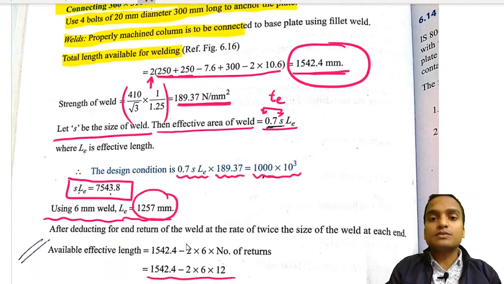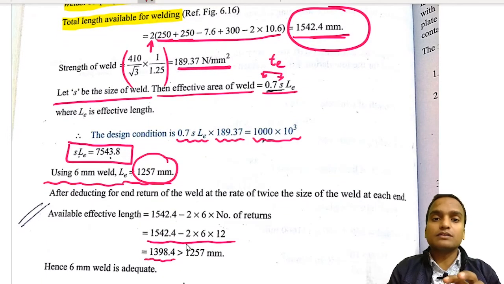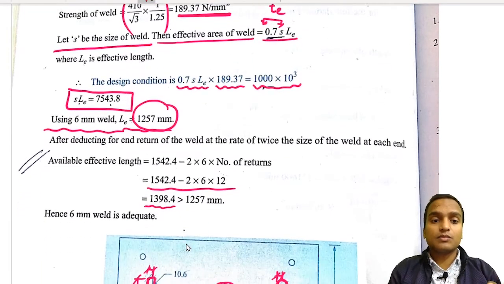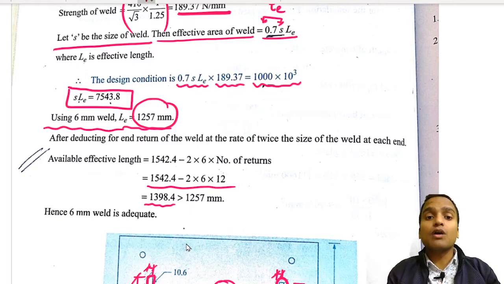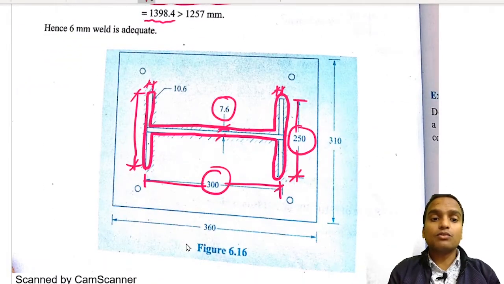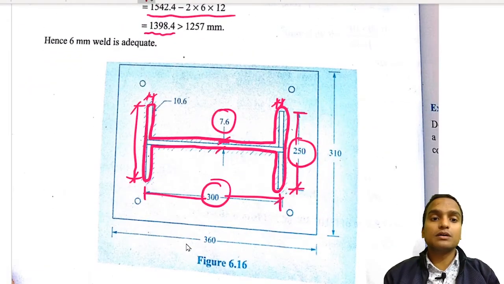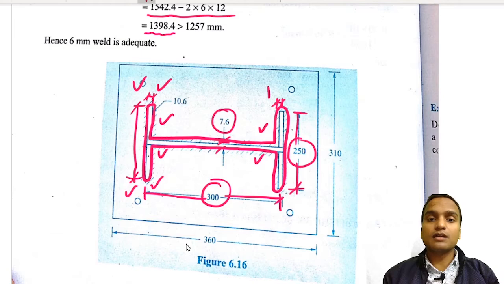and even if we subtract the end returns to get the effective length, because effective length is equal to actual length of weld minus 2s. Now how many times of returns you are doing, that you also have to multiply and deduct that value. So there are 12 returns here, and you can count all the returns here. 1 2 3 4 5 6 7 8 9 10 11 12.